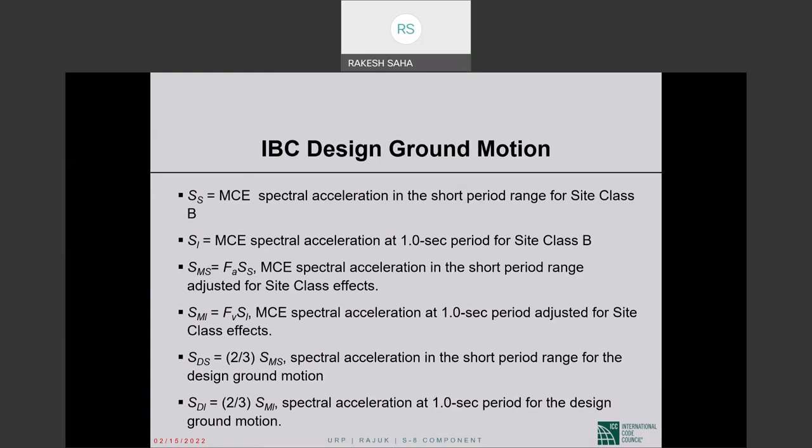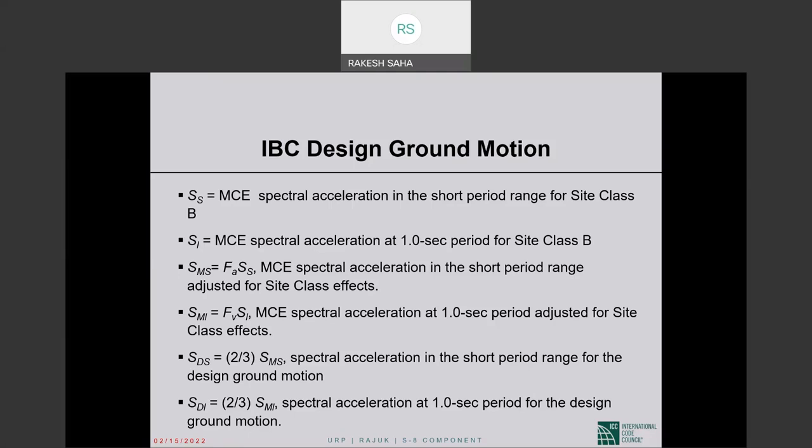So IBC design ground motion. The quantities that are mapped are the short period and the long period spectral accelerations corresponding to the maximum considered earthquake on site class B as defined in ASCE 7 and the IBC. Site class B is soft rock, California rock that is not geologically very old.